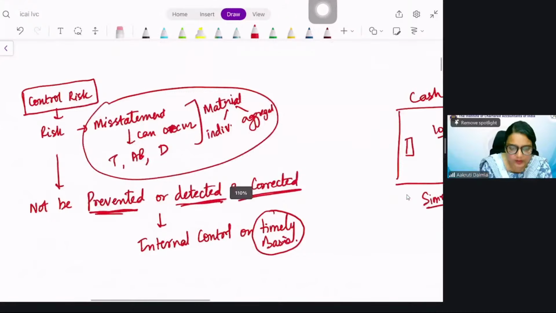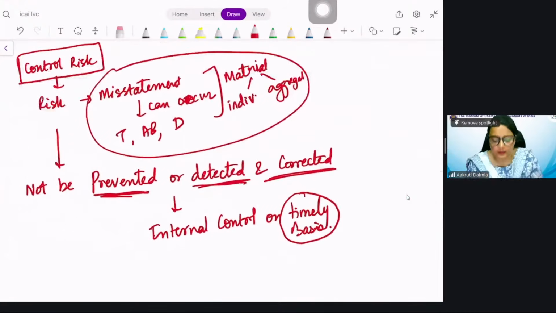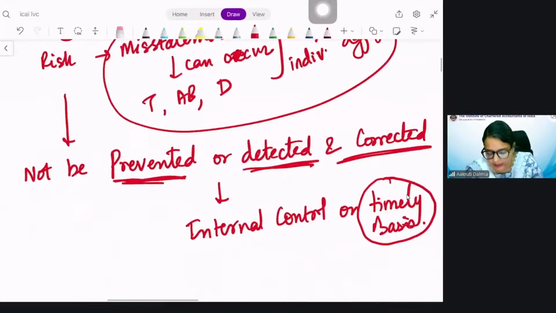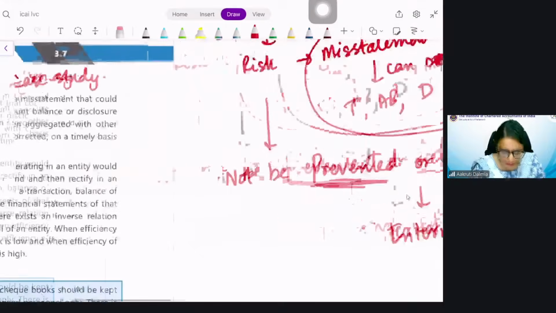So, control risk is a risk that misstatement regarding class of transactions, account balances, and disclosures, which may be material, either individually or in aggregate, cannot be prevented or detected and corrected by internal control on a timely basis. This is an example of control risk. That's it. Now come to the book.